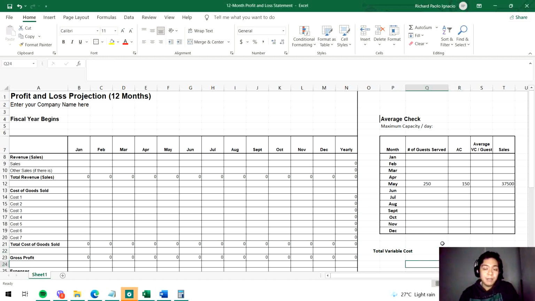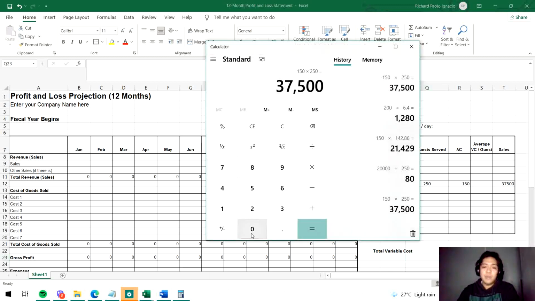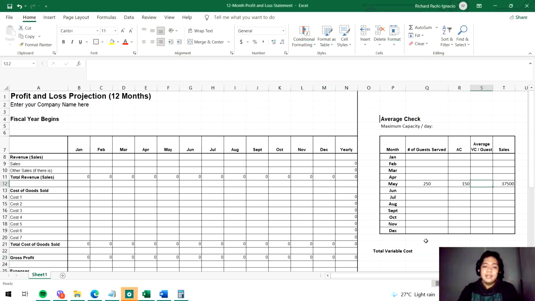Ang gagawin natin para makita natin yung average variable cost per guest is to divide total variable cost over the number of guests served. So, ibig sabihin sa month ng May, nakapag-accumulate tayo ng 20,000 of variable cost. In order to get the average variable cost per guest, we have to divide 20,000 divided by 250. And that is 80. So, ibig sabihin, meron tayong 80 pesos na variable cost per guest. 80 pesos ang variable cost natin per guest.